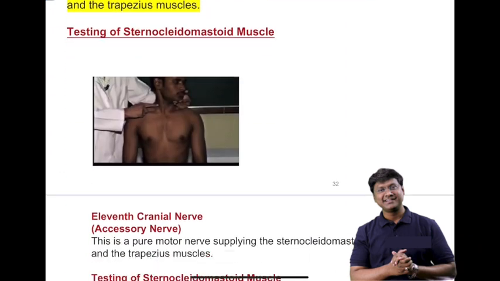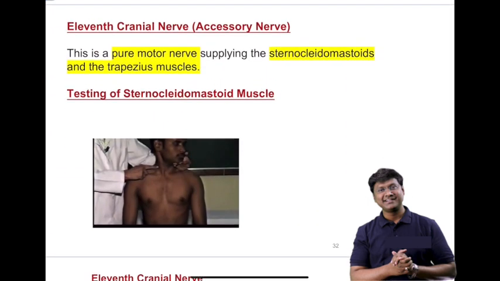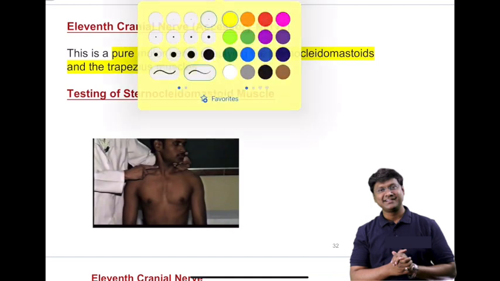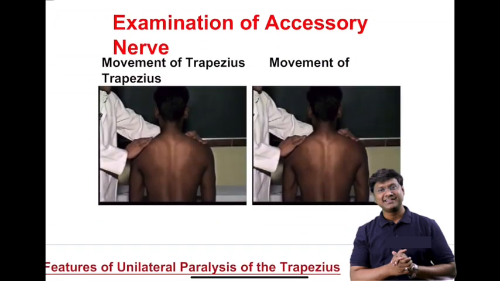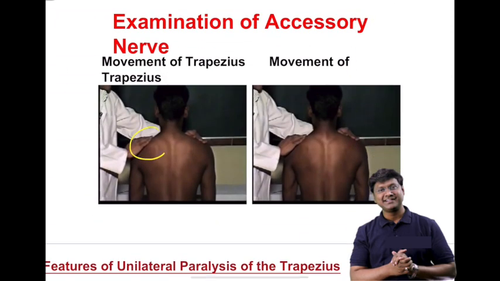So how do you test that? Let me just show you. In the image which has been shown to you, the individual has turned the face towards the left side, for which he requires the right sternocleidomastoid muscle. Okay. But in the clinical scenario which has been given to us, the individual was having weakness in turning the head towards the right side, for which the left sternocleidomastoid is required.